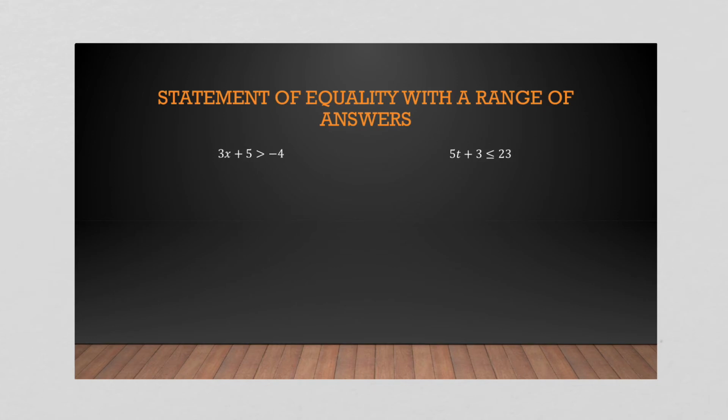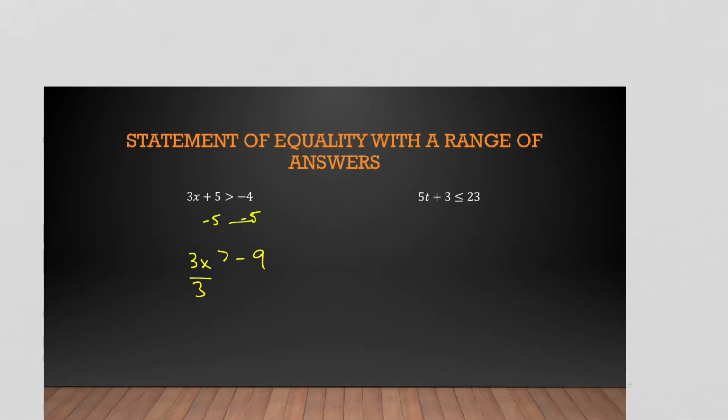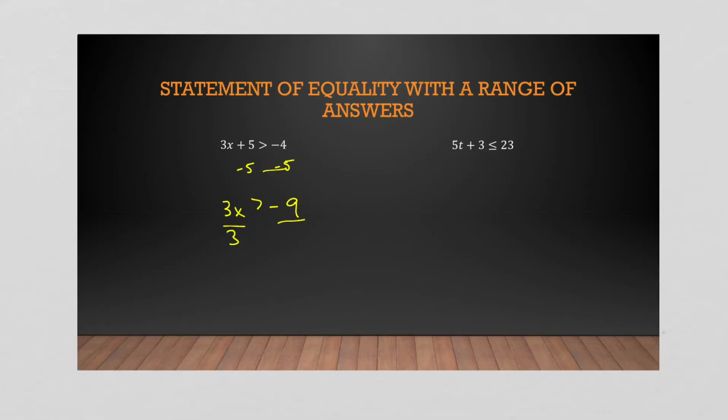So here we have two-step inequalities. But again, nothing here is going to change. You will see a change here in just a minute. So I'm going to minus 5. Now I have 3x is greater than negative 9. And then divide by 3. Whoops, sorry about that. Divide by 3. x is greater than negative 3.